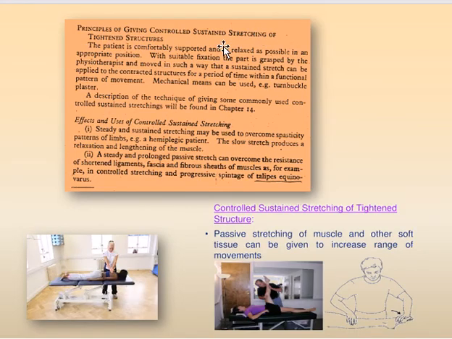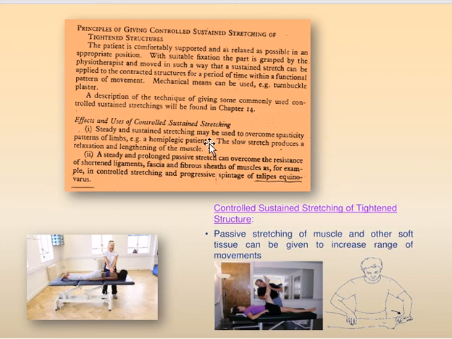Principles of giving controlled sustained stretching of the tightened structures. The patient is comfortably supported and as relaxed as possible in an appropriate position. With suitable fixation, the part is grasped by the physiotherapist and moved in such a way that sustained stretch can be applied to the contracted structure for a period of time within a functional pattern of movement. Mechanical means can be used, for example, turnbuckle plaster.